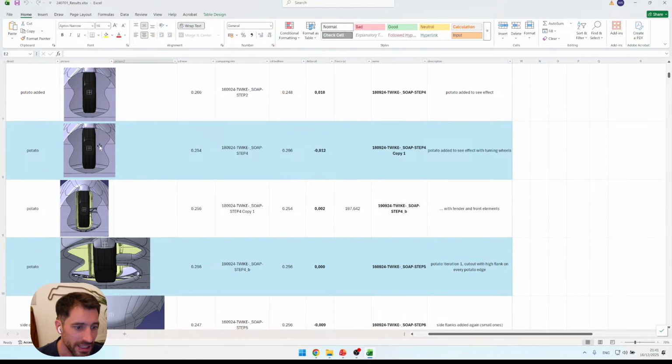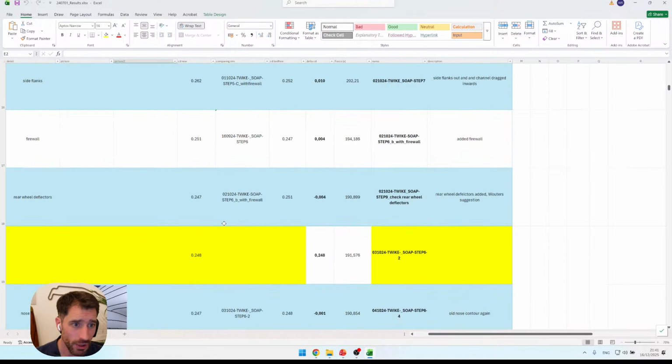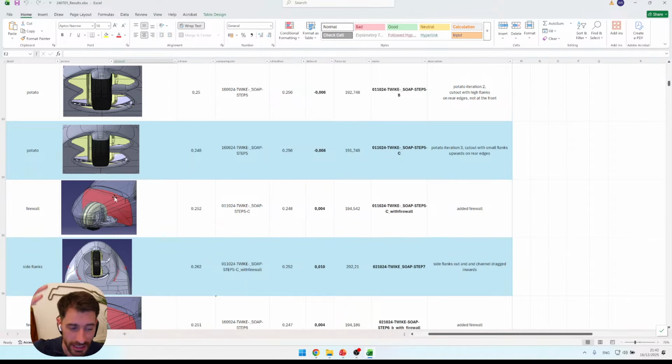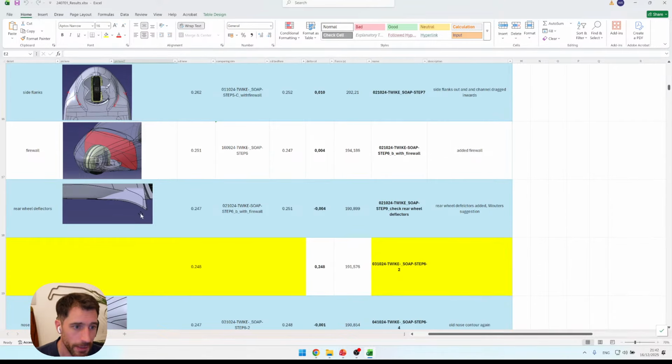We optimized the potato shape. We added nice rounds here because the air would just enter the potato shape, go out again, enter, go out again across these sharp edges, which would create flow separation every time it would cross a sharp edge. So we created nice landing areas for the air to just land on the shape, leave it again, and so on. We added a firewall to reduce the turbulence inside the front wheel area.